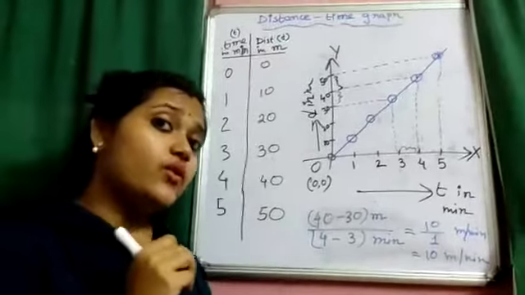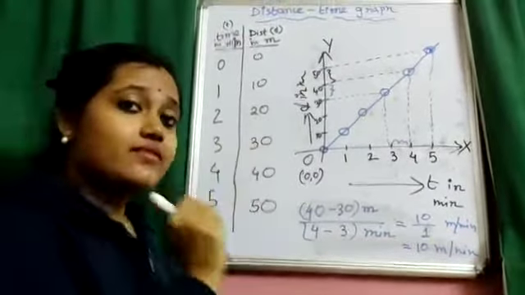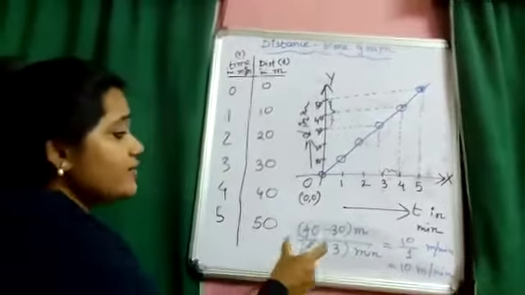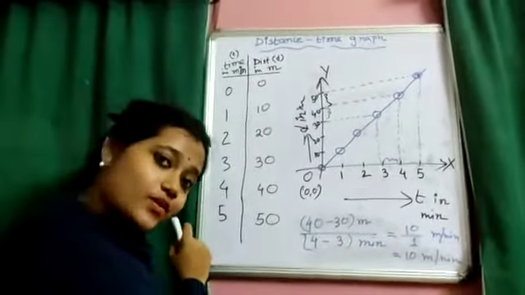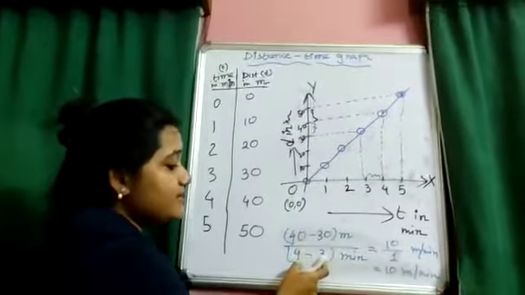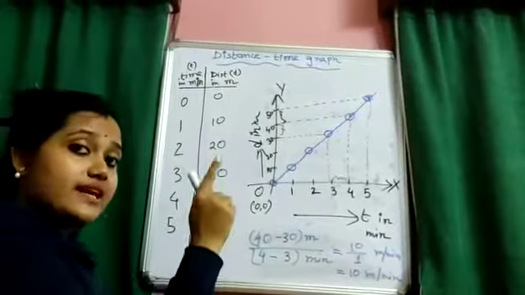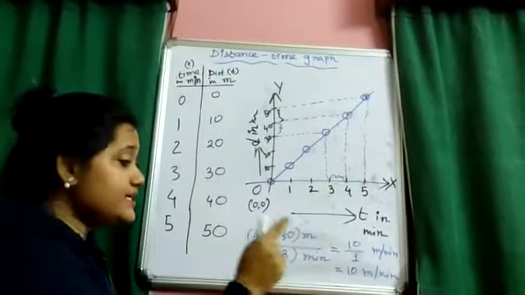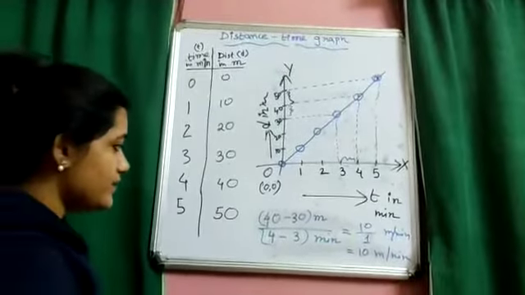So what do we know about the velocity? Velocity is distance covered by time. Now here also I am checking the distance covered divided by time. Okay, distance covered divided by time, that is only giving me the velocity. So previously I have seen 10 meter per minute, here also I have seen 10 meter per minute. Let us check the next one.